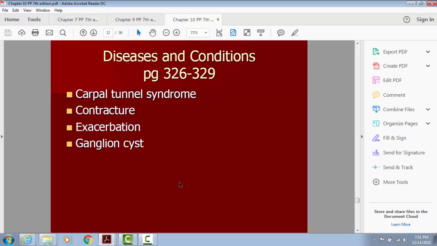Diseases and conditions you need to know, starting on page 326. Actually, they start on 327. The first one is carpal tunnel syndrome, which we see quite a bit of, specifically in Northwest Ohio, because we have a lot of people who are blue-collar workers, factory workers, that work with their hands, and it's a painful condition that results from compression of the median nerve within the carpal tunnel.